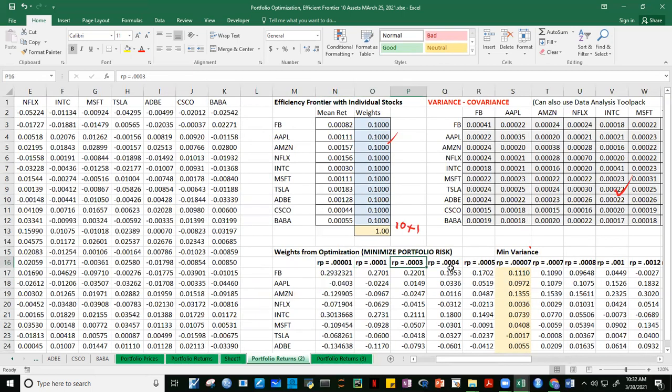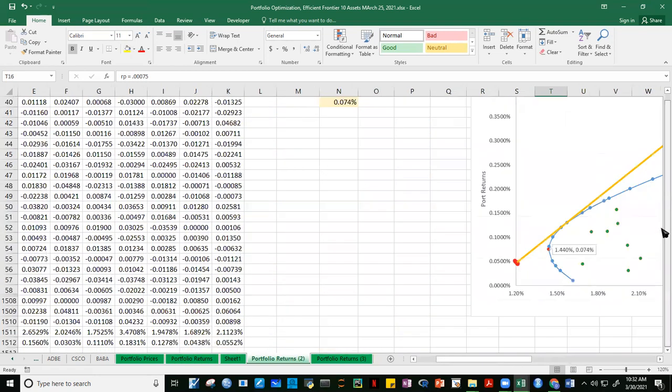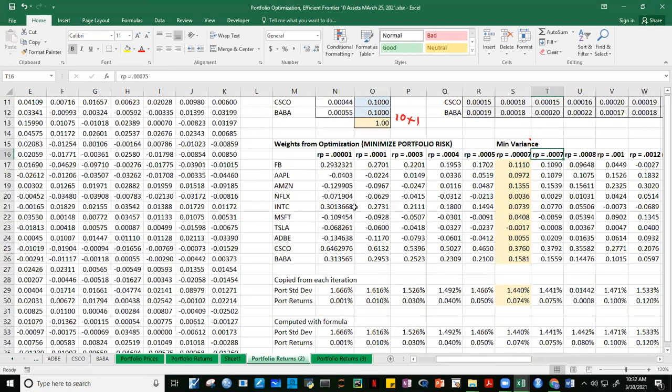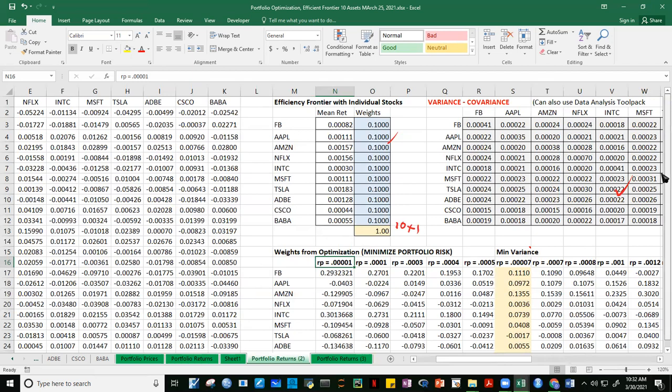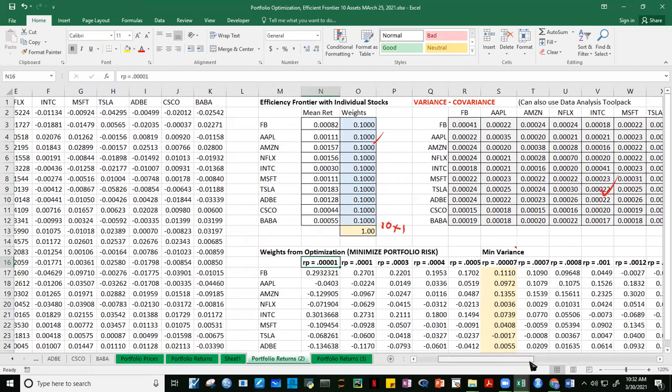Okay, so these are just assumptions. Then let's solve for risk based on these assumptions. Okay, so let's start. How do we do that? I started by assuming the return is 0.0001. What will be the risk? What will be the minimum risk that we can put in the portfolio so that the risk is minimized?